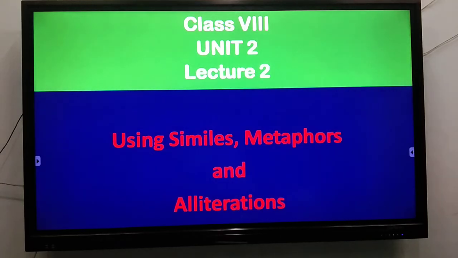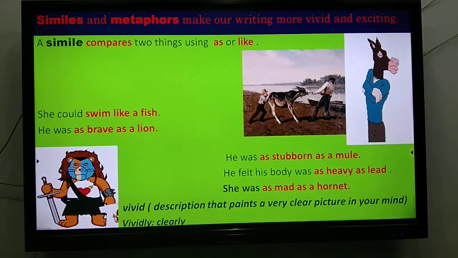Students, today we will learn using similes, metaphors and alliterations. Now what are similes and metaphors? Similes and metaphors make our writing more vivid and exciting. Now what is the meaning of vivid? Vivid means a description that paints a very clear picture in your mind.